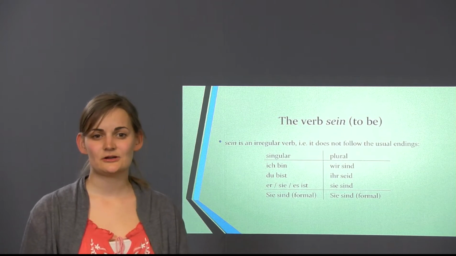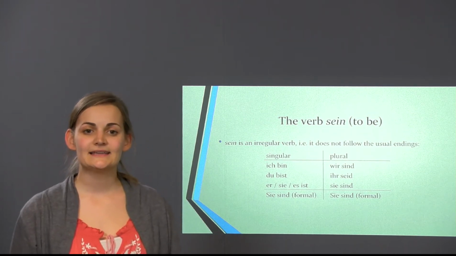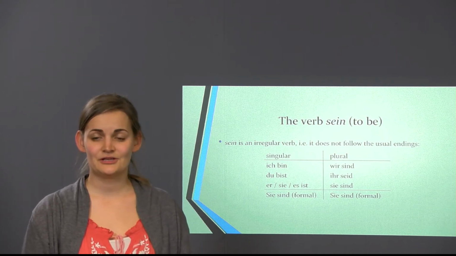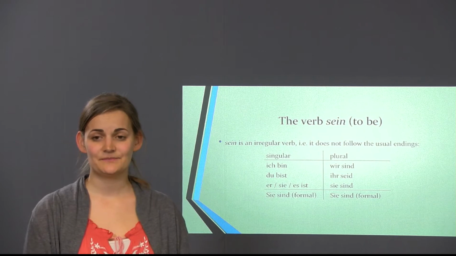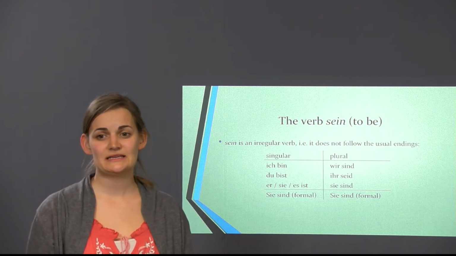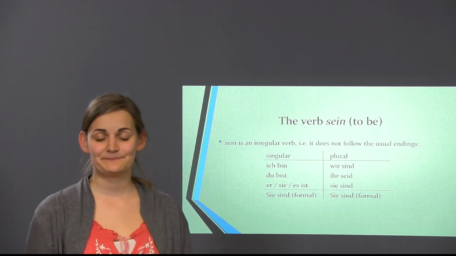Last but not least, let's talk about the verb to be. To be is a very frequent verb, and it is also an irregular verb. So you have to learn the conjugation by heart. Just like in English, to be is not regular. It is I am, you are, he is, right?